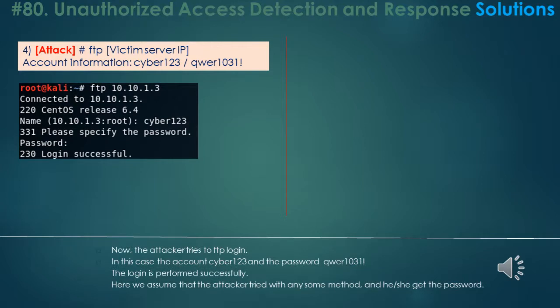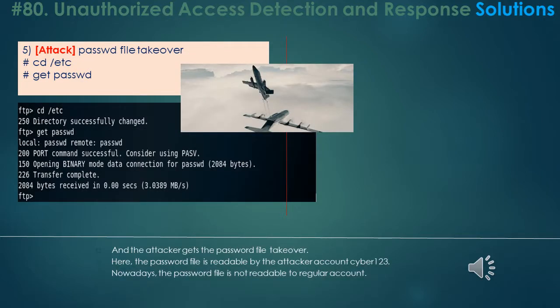Now, the attacker tries to FTP login. In this case, the account is Cyber123 and the password is QWER1031 with a mark. The login is performed successfully. Here, we assume that the attacker tried some method and got the password. And the attacker gets the password file takeover. Here, the password file is readable by the attacker account Cyber123. Normally, the password file is not readable to a regular account.